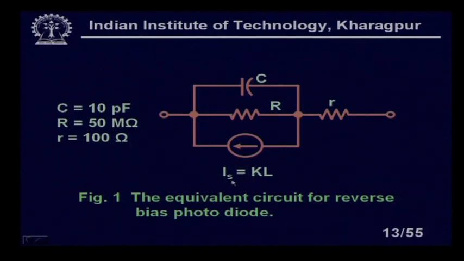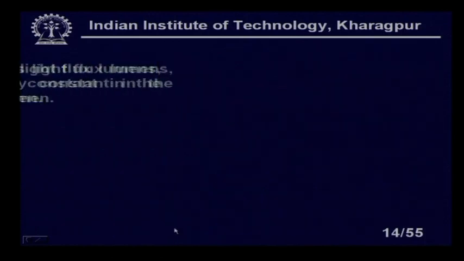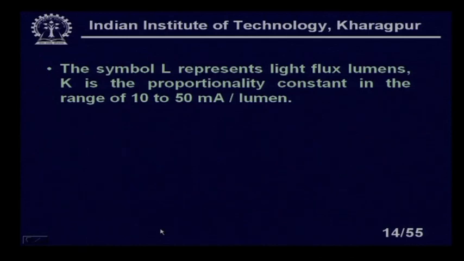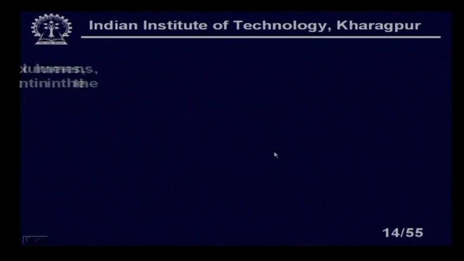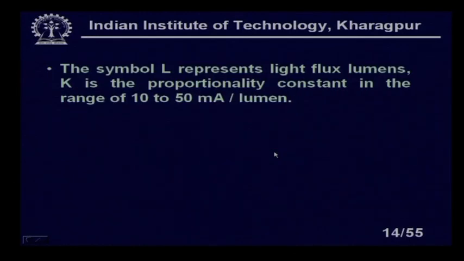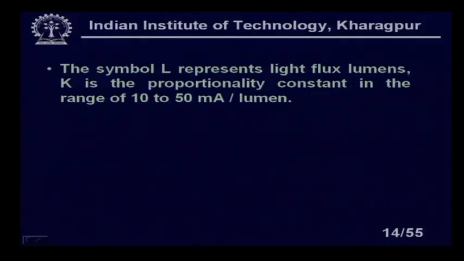So, Is, that saturation current, is equal to K into L. What is K? We will see. The symbol L represents the light flux in lumens. Okay. You see, Is equal to KL. The symbol L represents the light flux in lumens and K is the proportionality constant in the range of 10 to 50 milliampere per lumen. Clear?